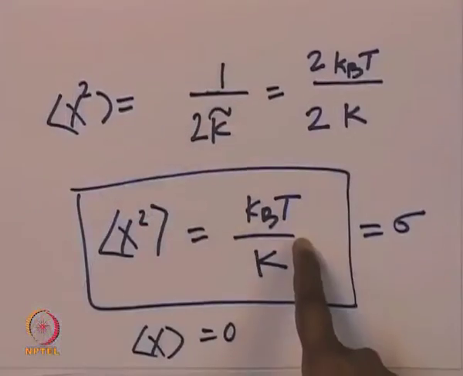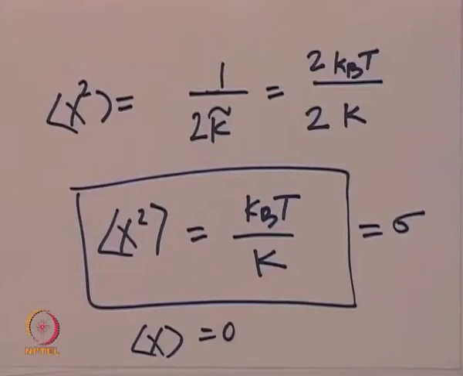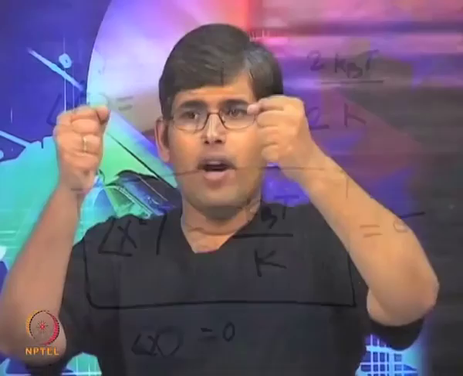Essentially, what the quantity k_B T by k physically tells you is that if you have a protein in water, it will fluctuate depending on the temperature. It is k_B T divided by k, where k is the elastic constant, which decides the elastic property of this protein.